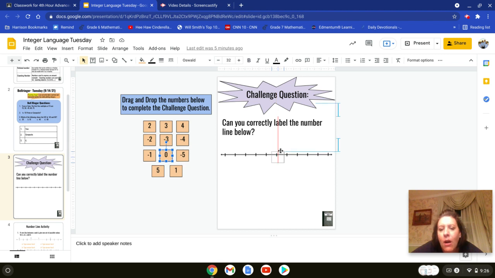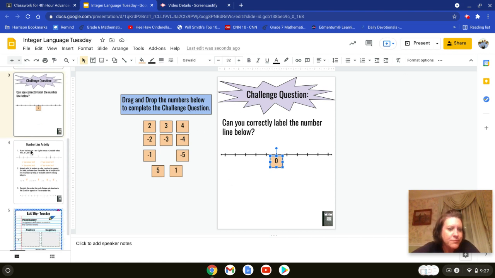Notice I'm not putting it on the line. I'm just labeling a number line. I'm not putting data points on the number line. So I got that good and lined up, and I put my 0 there. And then I would just pull the numbers over. Challenge, see if you can do it.